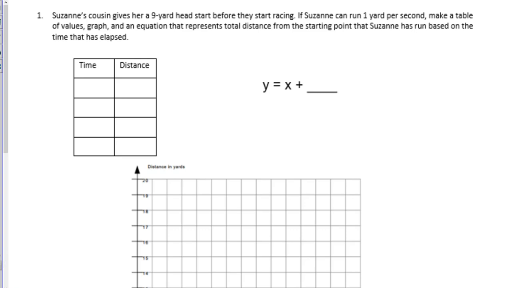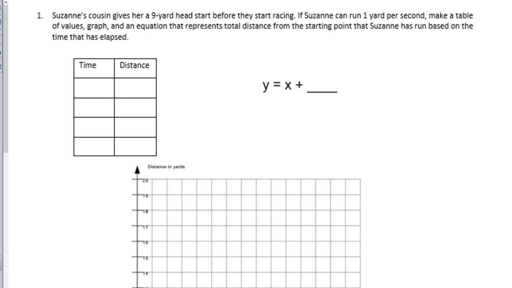So this is a problem about Suzanne and Suzanne's cousin, and they are racing. Suzanne and her cousin are racing. Suzanne's cousin is faster than Suzanne.